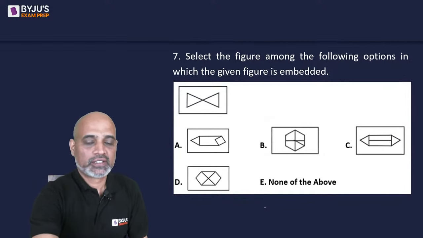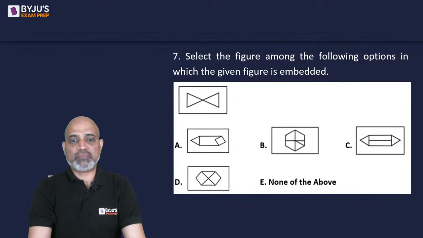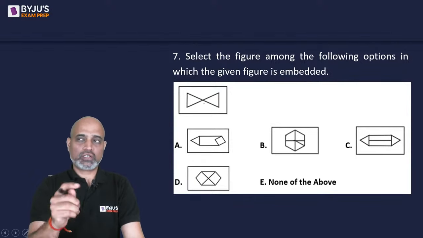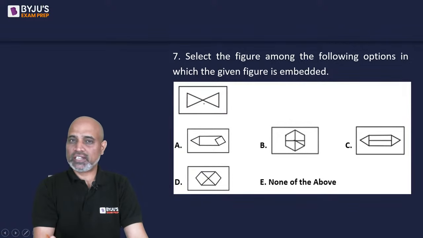Okay, next one. Select the figure among the following options in which the given figure is embedded. So this infinity sign made using straight lines, or W shape, where is it hidden?